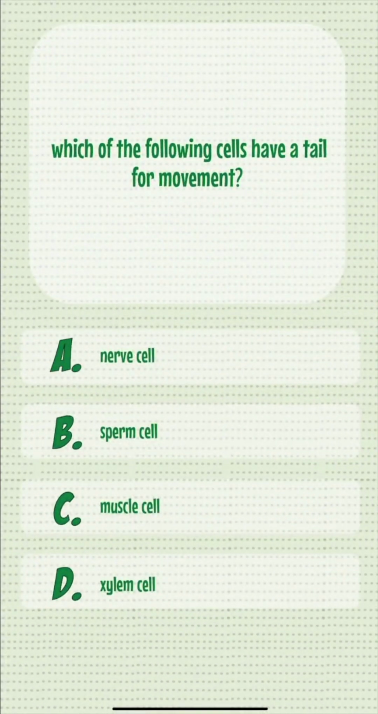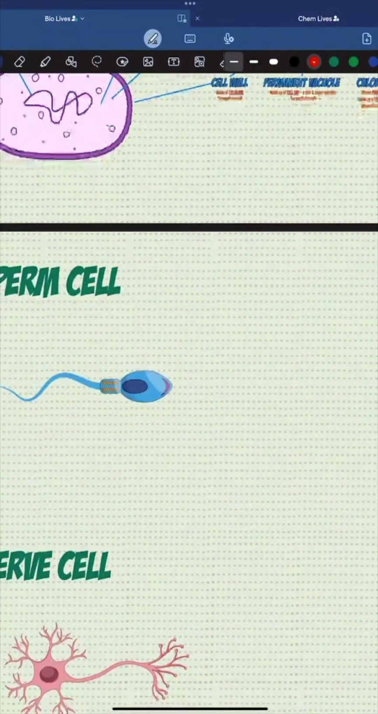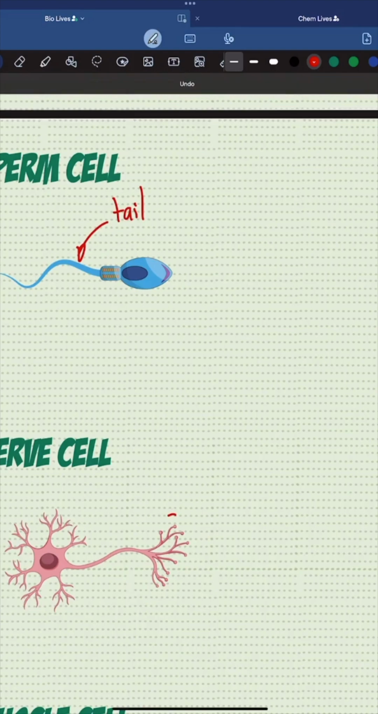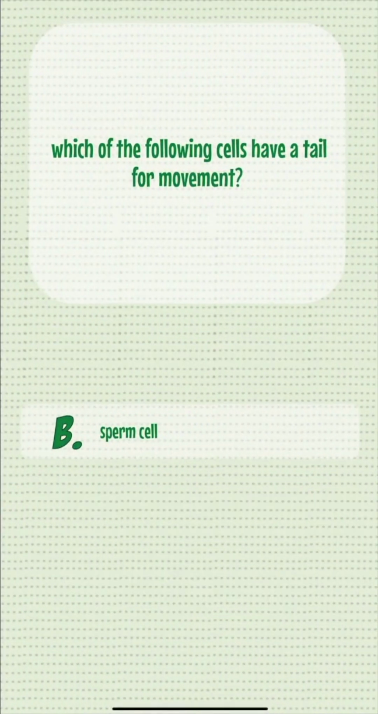Which of the following cells have a tail for movement? A tail. Nerve cell, sperm cell, muscle cells, xylem cells. Definitely not xylem cells. Xylem cells are for plants, right? So yeah, hopefully everyone knows. Sperm cells, they have a tail here, and the tail is to help them transport the DNA from the male to the female. This is a nerve cell, that's not a tail. This isn't a tail. So yeah, it'll be sperm cell, also known as a flagellum sperm cell.